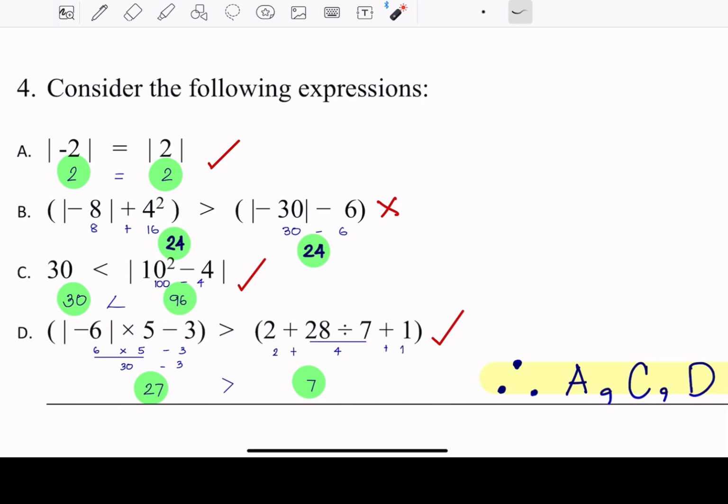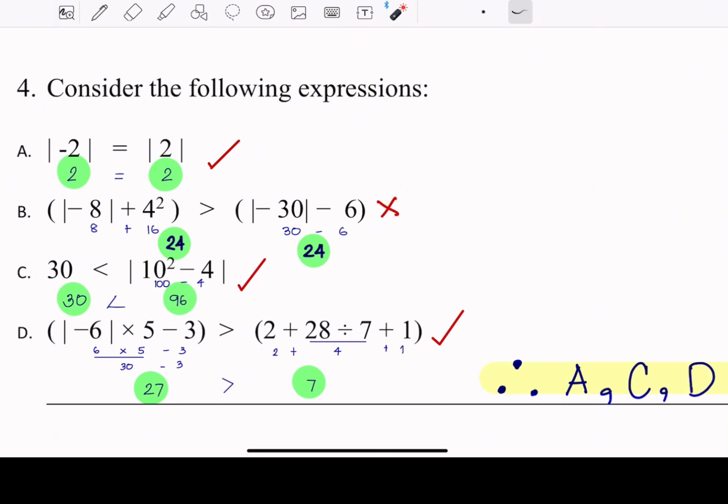B. Quantity of absolute value of negative 8 plus 4 squared is greater than the quantity of absolute value of negative 30 minus 6. So absolute value of negative 8 is 8 plus 4 squared is 16. 8 plus 16 is 24. Then on the other side, absolute value of negative 30 is 30 minus 6 is 24. 24 is greater than 24 is not true. It should be equal. So it is not true.